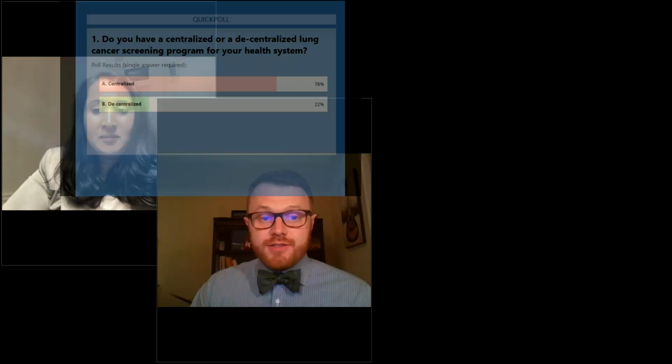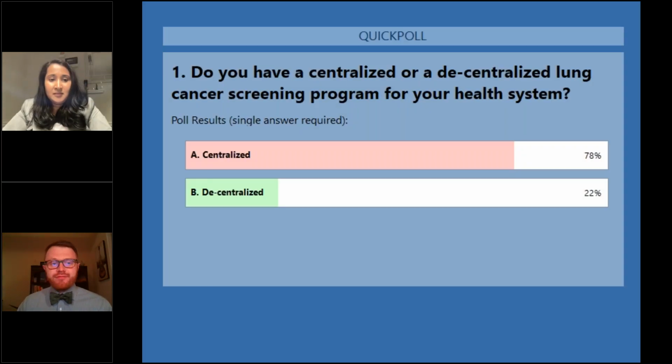Perfect. There we go. So the majority of folks in the program have a centralized system. We do as well. Any comments, questions back and forth on the pros and cons of centralized, decentralized? I think one of the things that Dr. Gupta pointed out is there is a little bit of data that centralized work helps with adherence. And I think we would probably all agree with that a little bit, that having a centralized option does help when there's a team for adherence to the program.